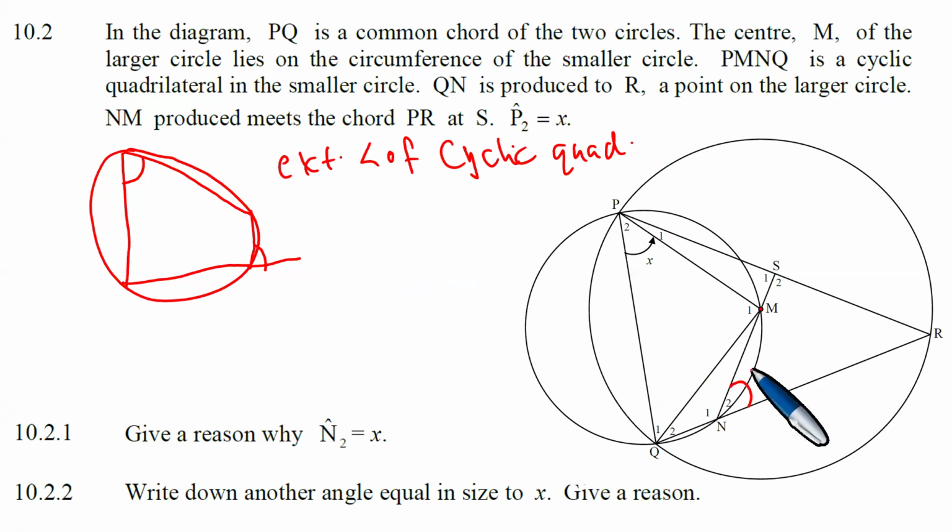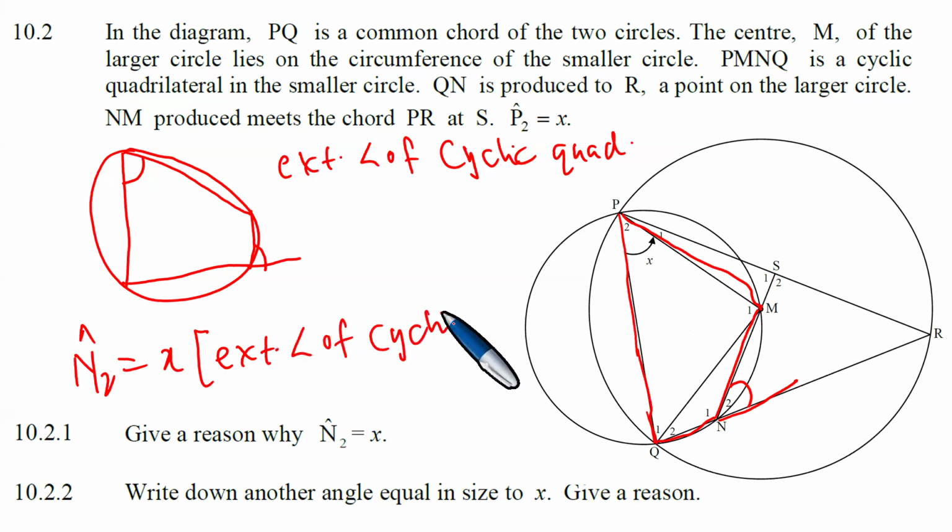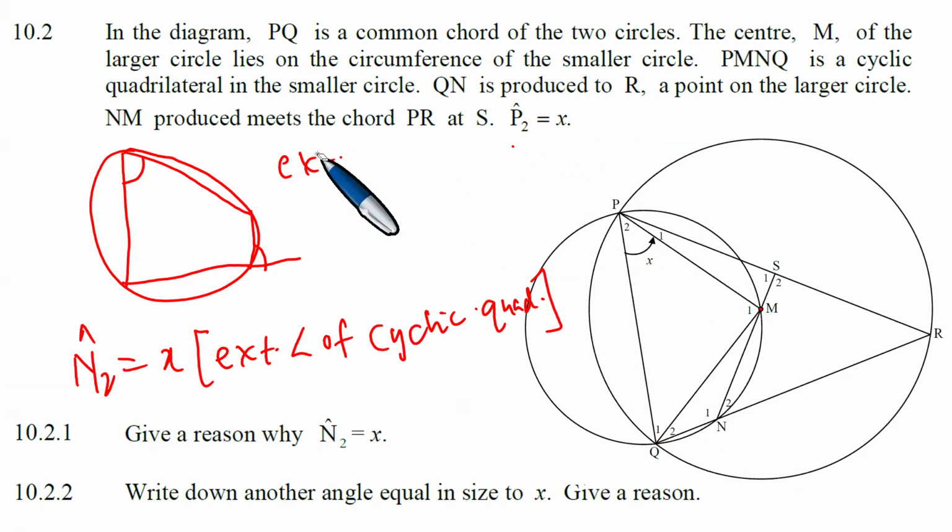Now we take a look at this here, and this goes all the way there, like so. So the reason why the angle N2 equals X is the exterior angle of a cyclic quad. Any questions? No question, okay, good. Forward. You'll attempt some of the questions as we move along.